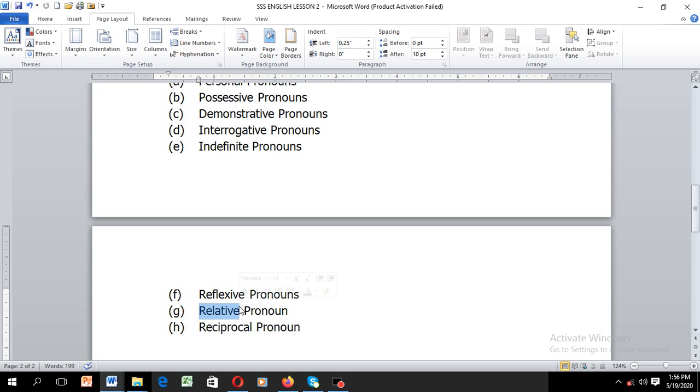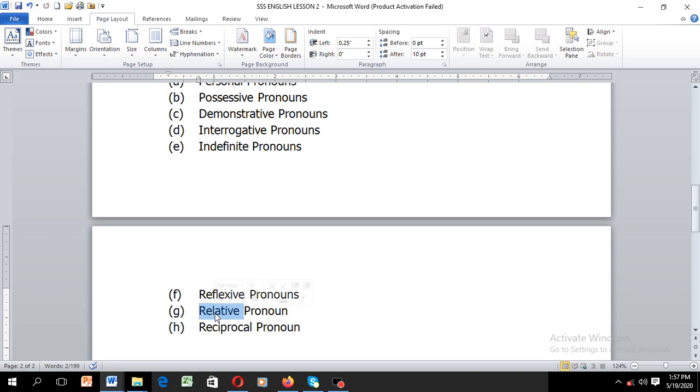Relative pronouns. These are pronouns which introduce relative clauses. The pronouns include the WH type: what, who, whose, whom, which, and that type. Okay? So we have this as an example of usage in sentences under relative pronouns. Number one, the issue is what we discussed at the meeting.